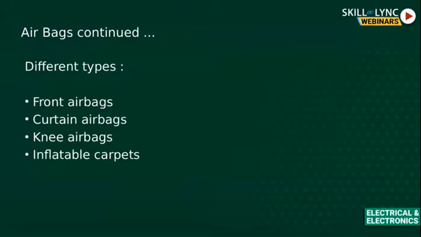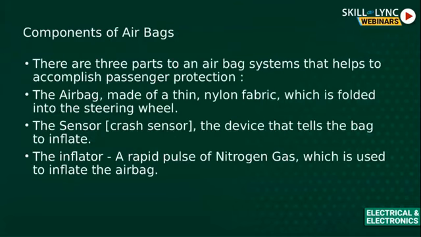As the purpose of an airbag is to prevent the passenger's body from hitting the car, one airbag is not enough. Let us now look at different types of airbags in a car. As you can see in this slide, the different types of airbags include front airbags, curtain airbags, knee airbags, and inflatable carpets. Let us discuss airbags in some more detail.